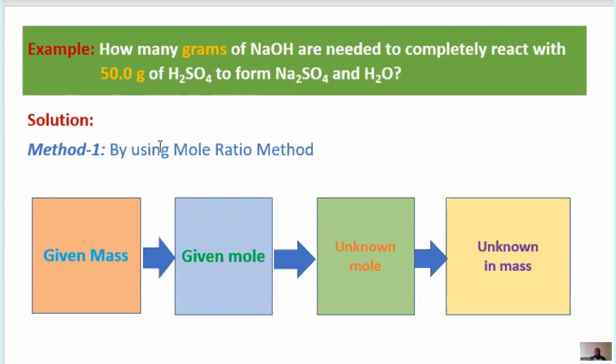The first method. How many grams of sodium hydroxide are needed to completely react with 50 grams of sulfuric acid to form sodium sulfate and water? Okay, this one is the first method using the mole ratio method. First, the given mass is converted into what? Mole. This given mole is used to calculate the unknown mole. The unknown mole is changed into what? Unknown mass. Okay, we will follow what? 4 steps. That's why this is the longest method of calculating mass stoichiometric problems.